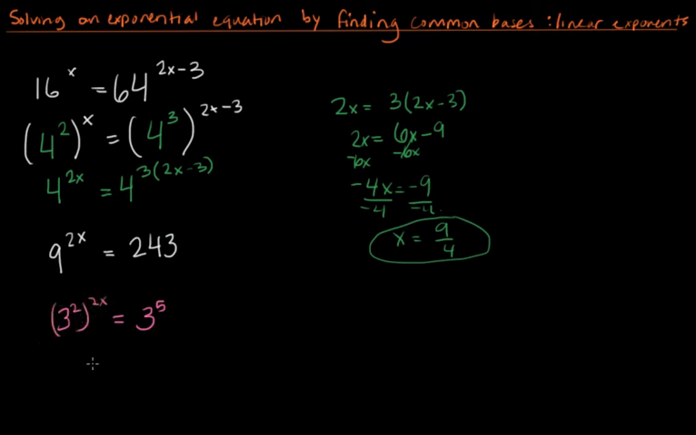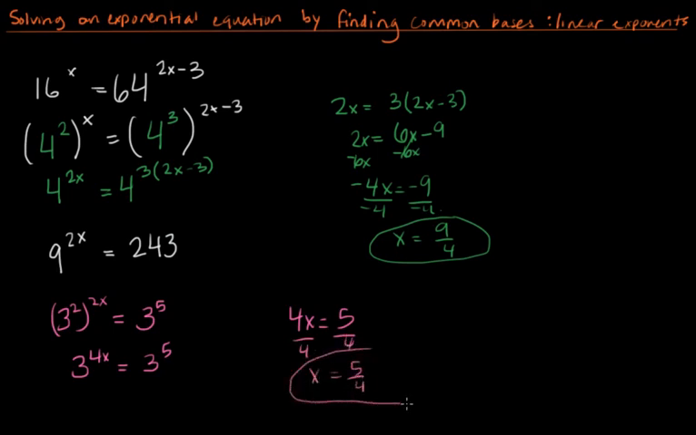Now, power to a power, you multiply powers, so we have 3 to the 4x equals 3 to the 5th. So then we get 4x equals 5. So dividing by 4, we get x equals 5/4. And that is how you use common bases to solve exponential equations.